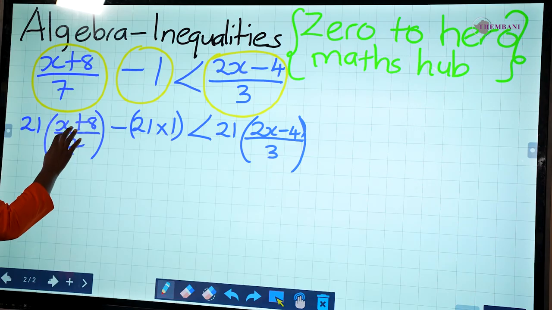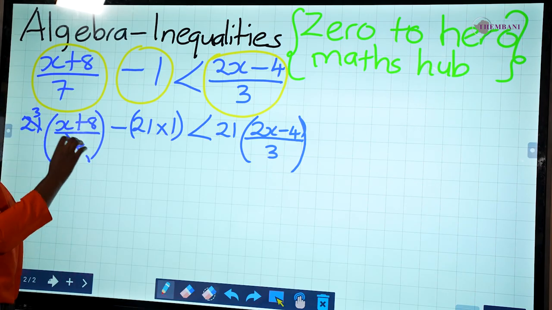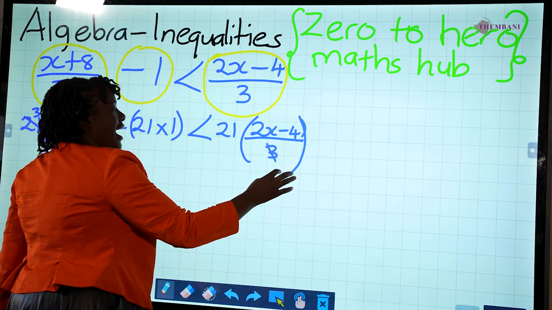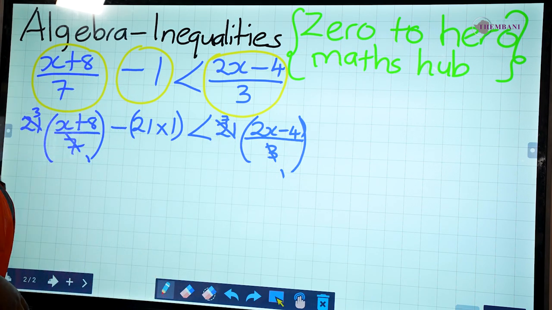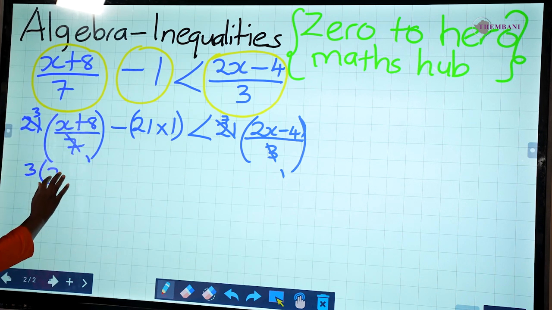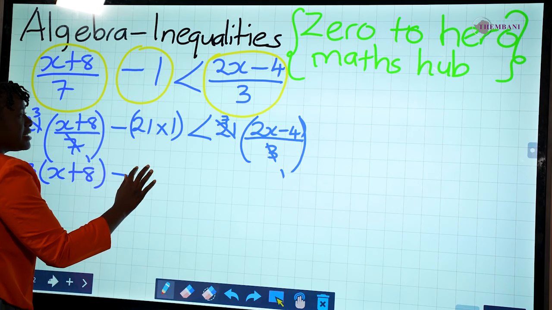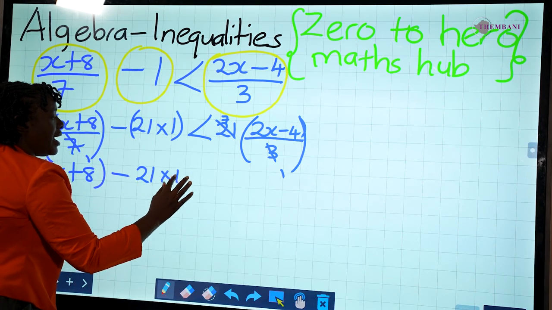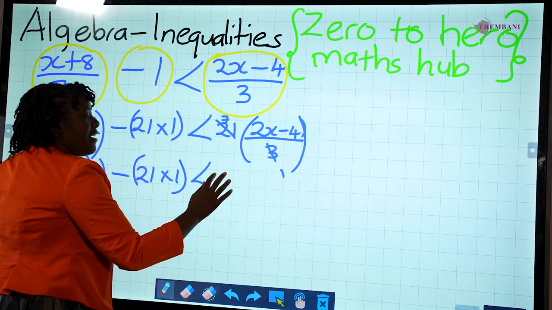So I'm saying 7 into 7, 1. 7 into 21, I get 3. At the same time, 3 into 3, I get 1. 3 into 21, I get 7. So what I'm left with is 3 bracket x plus 8 minus 21 multiplied by 1, which is also in brackets, being less than 7.